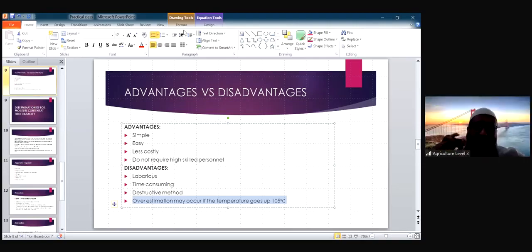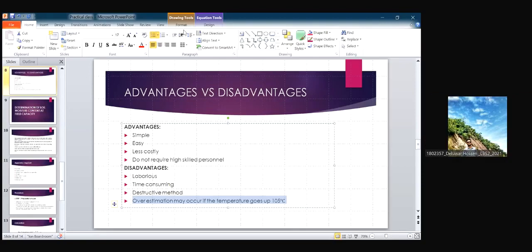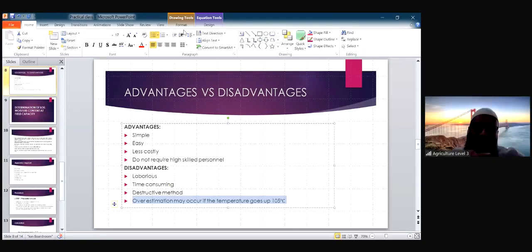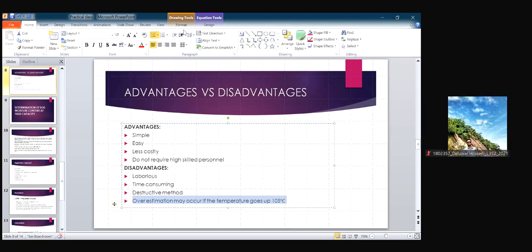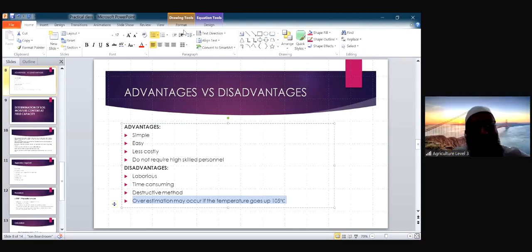What is adhesive force? Between two different particles, like soil particle and water particle, water molecule, the force that acts between them, that is adhesive force.